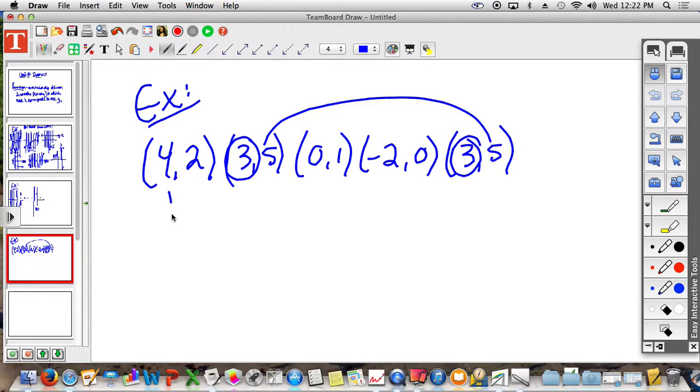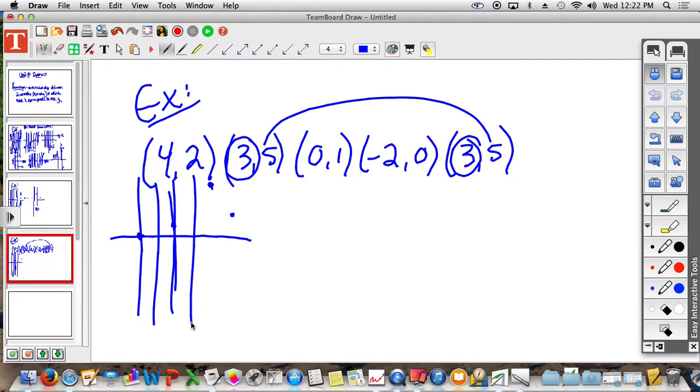Alright, so if I were to graph this, I'm going to graph it really quickly. The point (4, 2) is about here. The point (3, 5), over 3 up 5, is about right here. The point (0, 1) is about right here. (-2, 0) is about right here. And then the (4, 2) is this point right here. I already have a point there. Does it pass the vertical line test? Sure does. So this is a yes, it is a function.